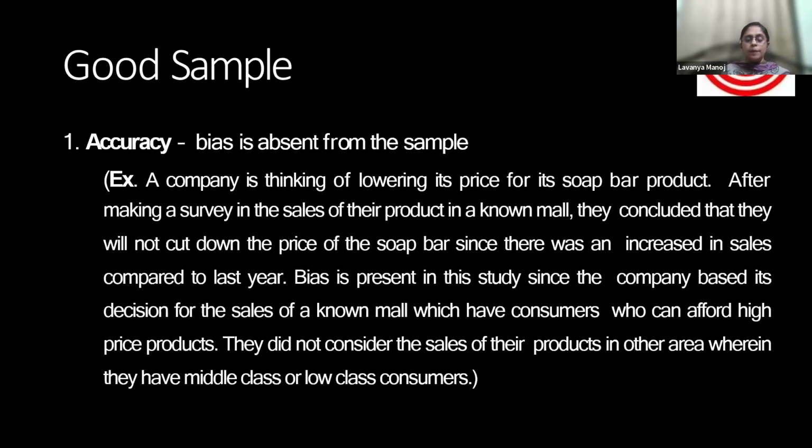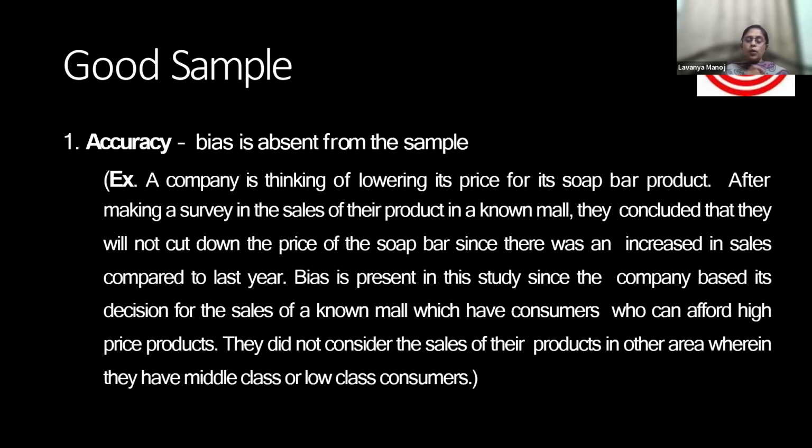So I'll give a few examples. That is to maintain accuracy. Imagine a company is thinking of lowering the price of one of its products. But they made a survey of the sales of the product in a known mall, maybe the mall nearby to the company, or a mall with whom they have done business for a very long time.